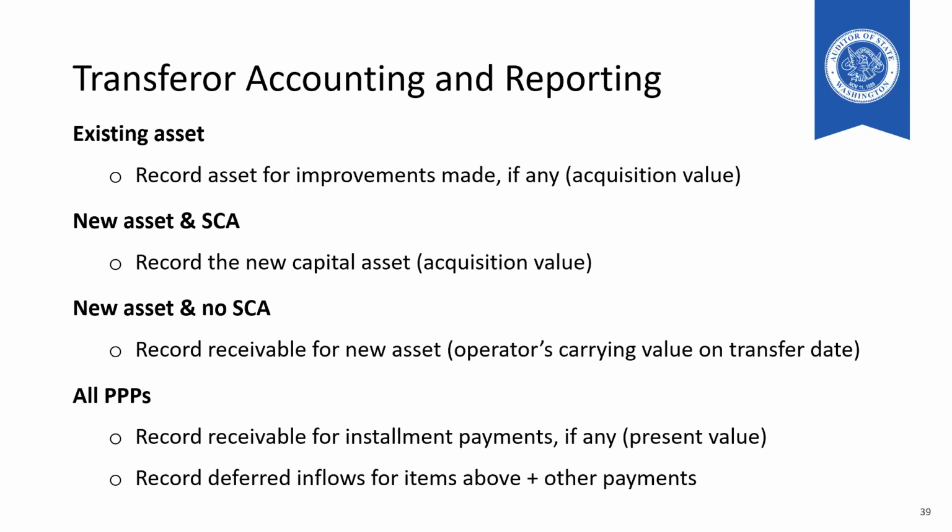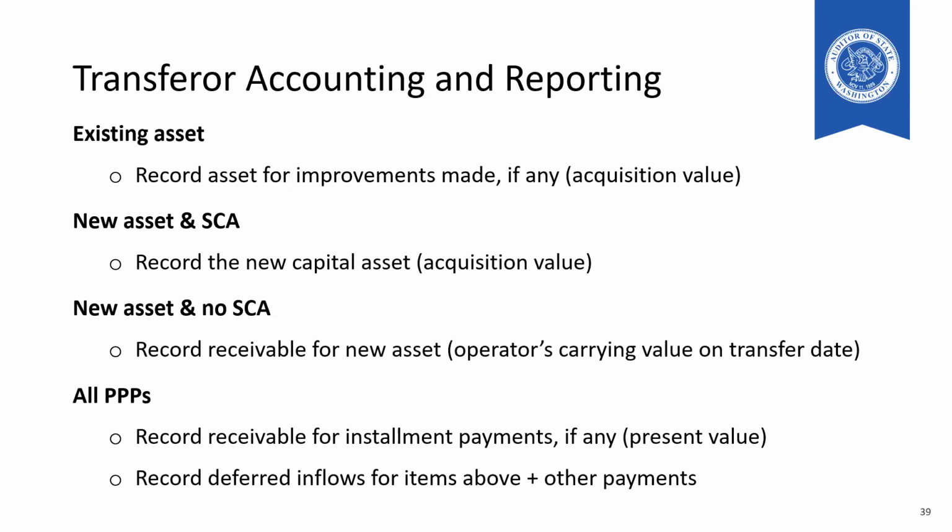They're also going to record an asset for any improvements made to their asset. And those improvements will be measured at the acquisition value. The second scenario is if the operator is either constructing or buying a new asset for the transferor, and the arrangement meets the definition of an SCA. In this case, the transferor is going to record that new asset as their own capital asset right away. And that asset will be measured at acquisition value.